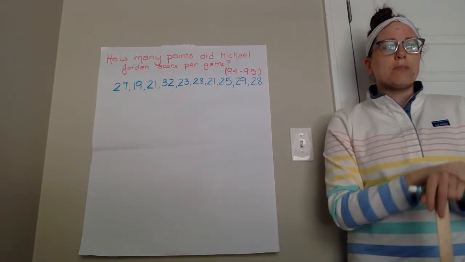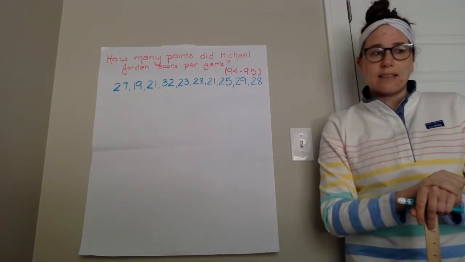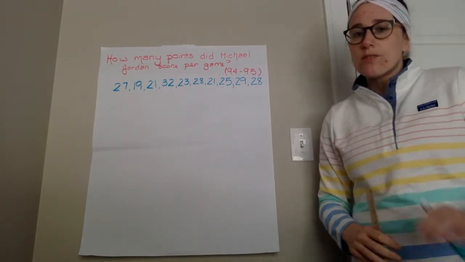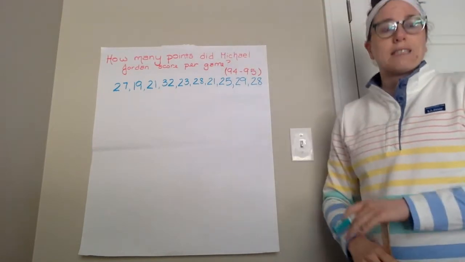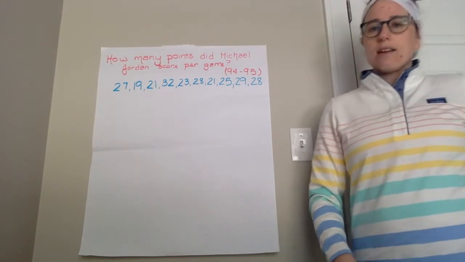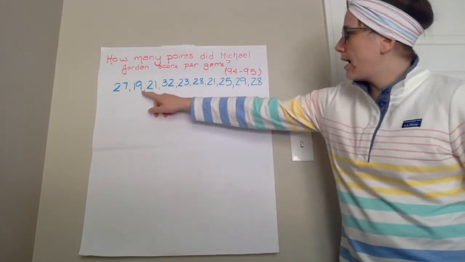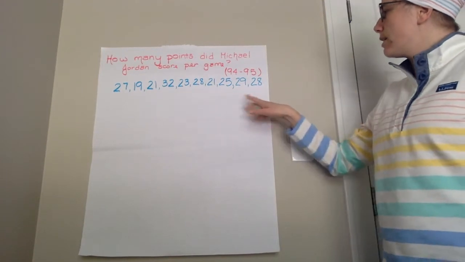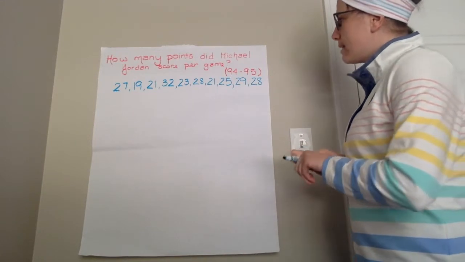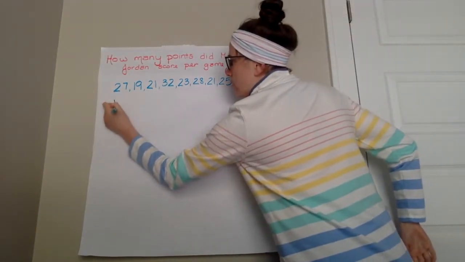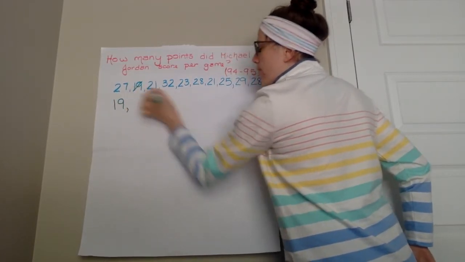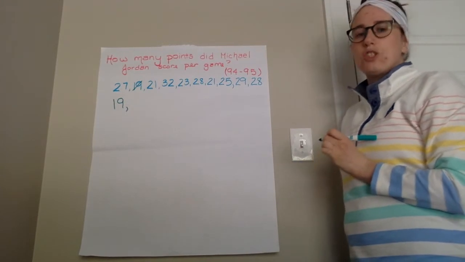In order to create a dot plot from a data set, the first thing I'm going to do is rewrite the numbers from the data set in order from least to greatest. Okay? So you're going to see, I'm going to take a look at each number. I'm going to look and see what is the smallest number I see. And the smallest number I see is 19. So I'm going to write that here. I'm going to cross it out from my data set to show that I have used it.